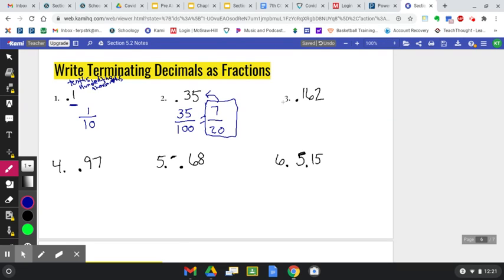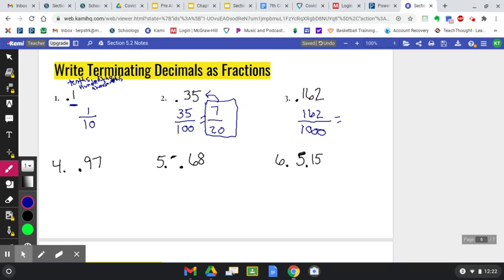All right, so number 3. Notice we have 3 digits: tenths, hundredths, thousandths, right? And I can just take the 162, and there's 3 digits, so I'm going to have 3 zeros. And then I have to reduce that. So I've got to find a value that goes into both 162 and 1,000.